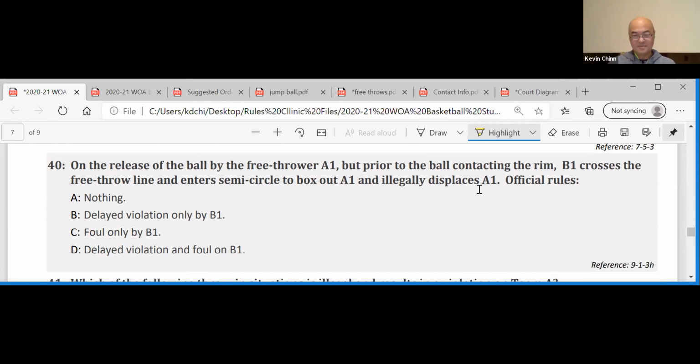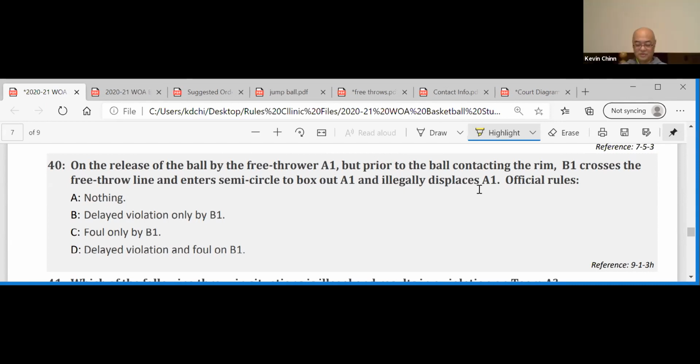39. Ken. All right. On 40: on the release of the ball by the free thrower A1, but prior to the ball contacting the rim, B1 crosses the free throw line and enters the semicircle to box out A1 and illegally displaces A1. This would be a delayed violation on B1.